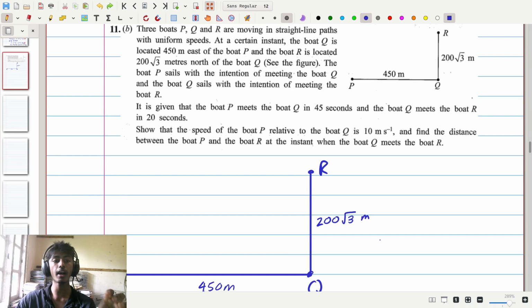Now given this, they ask us, show that the speed of the boat P relative to the boat Q is 10 meters per second, and then find the distance between the boat P and the boat R at the instant when the boat Q meets the boat R.